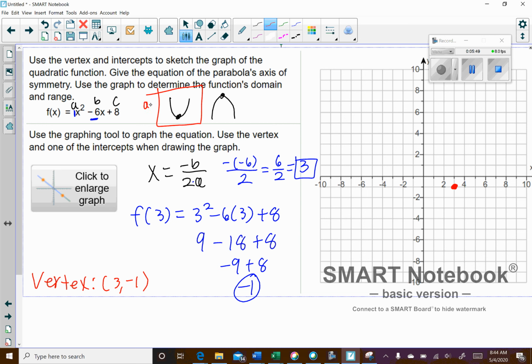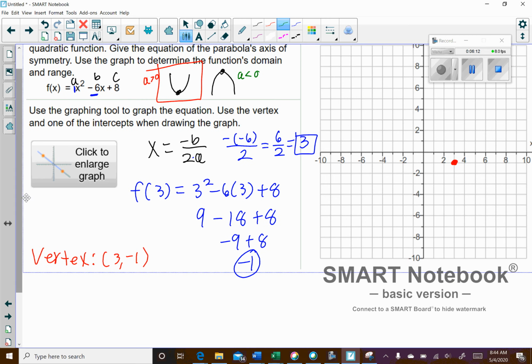So when a is positive, it opens up. If a is negative, then it opens down. So I know my parabola is going to be opening up like this. So that means I'm going to have some x-intercepts. And so this is pretty easy to figure out because the factoring is pretty easy on this.